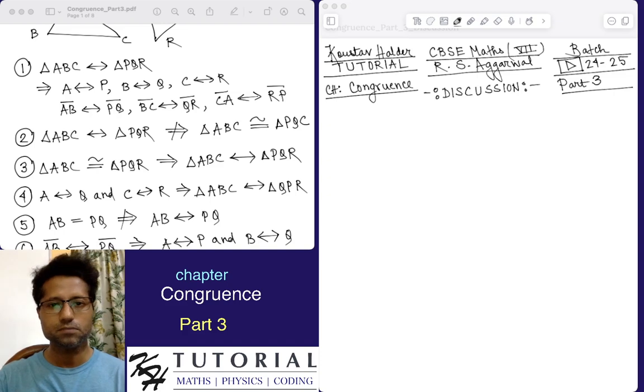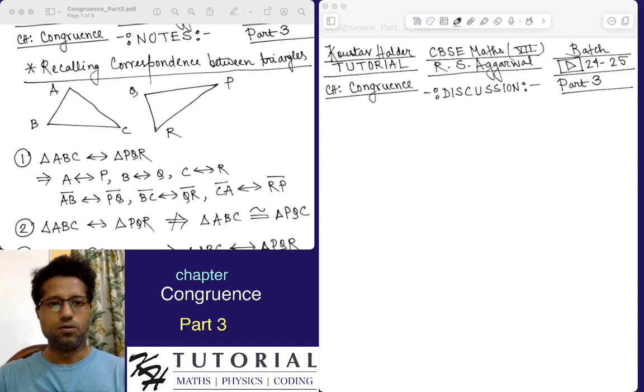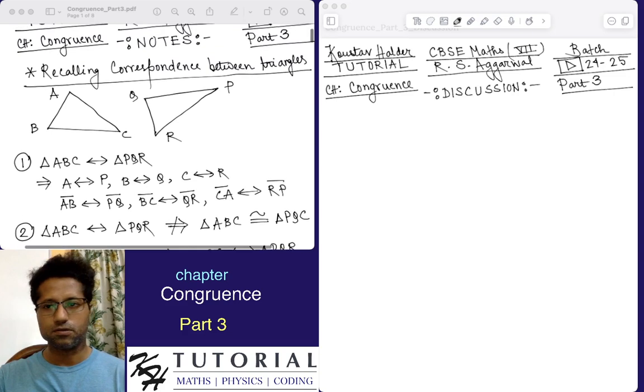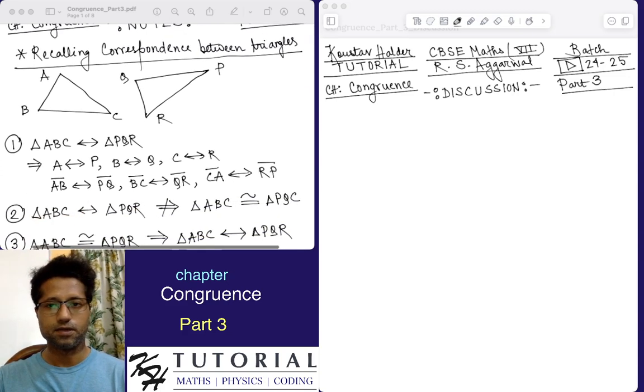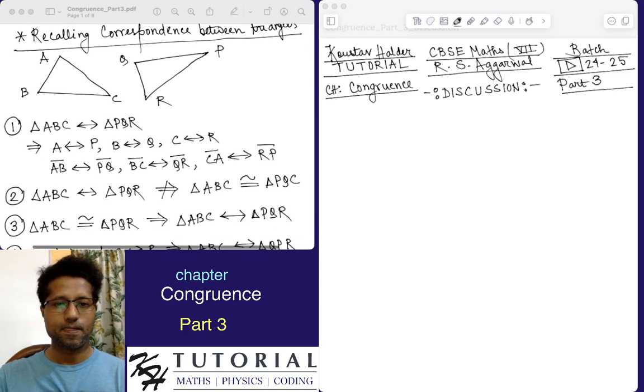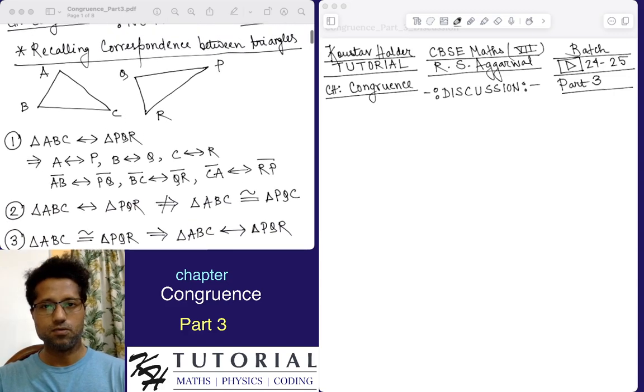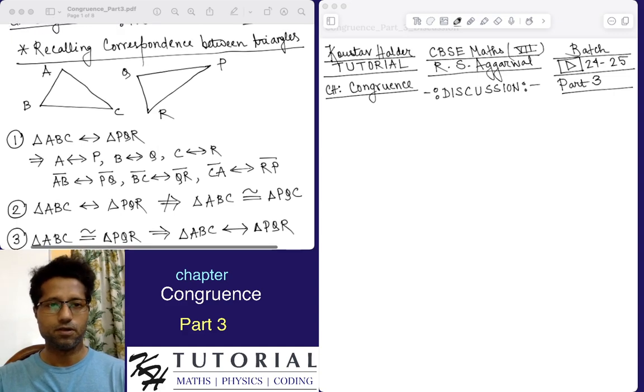Anyway, let's get started. On the left hand side I have the rough notes, and on the right hand side I will try to explain the notes and do whatever discussion and clarification of any concepts.